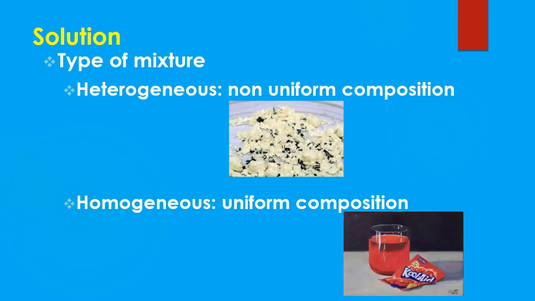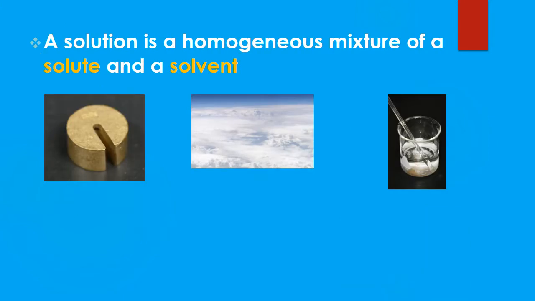Or we can have a homogeneous solution, which is uniform in composition. When we look at it, we can't tell one part is different from the other. So we cannot identify which is the water and which is the Kool-Aid. So we've had the mixture of Kool-Aid and water, and it looks the same throughout. So that's a homogeneous solution. A solution is really defined as a homogeneous mixture of a solute and a solvent.